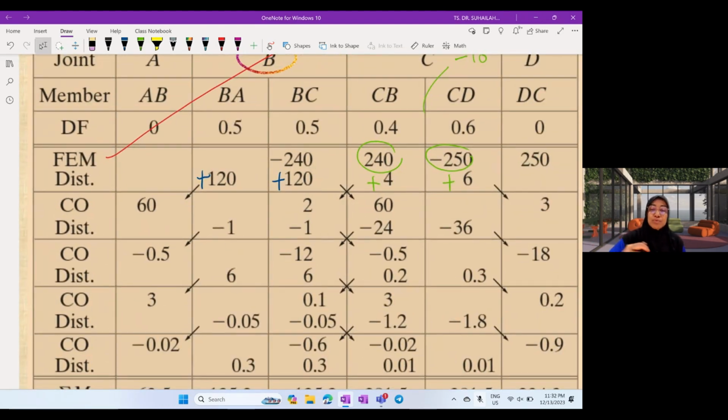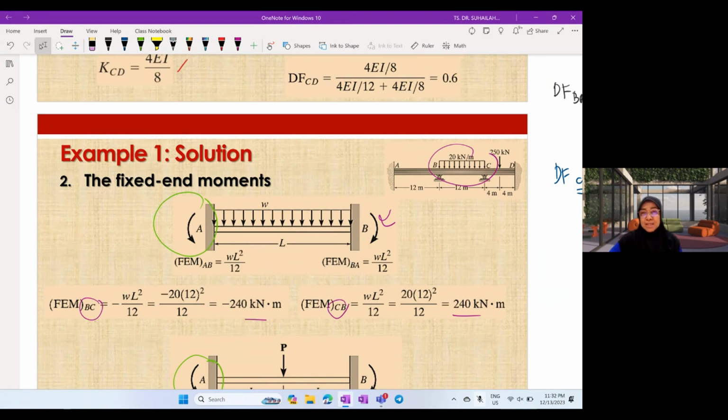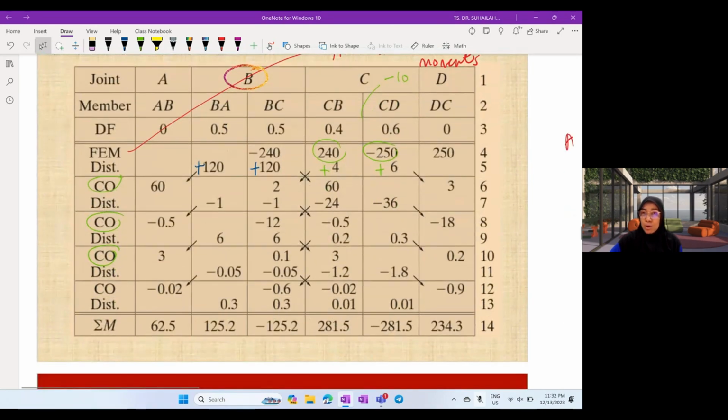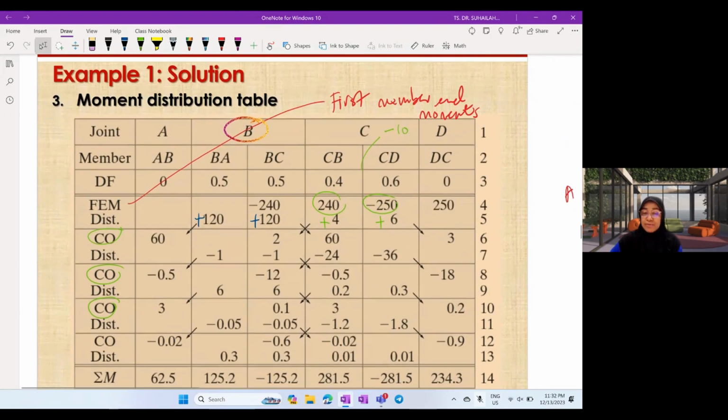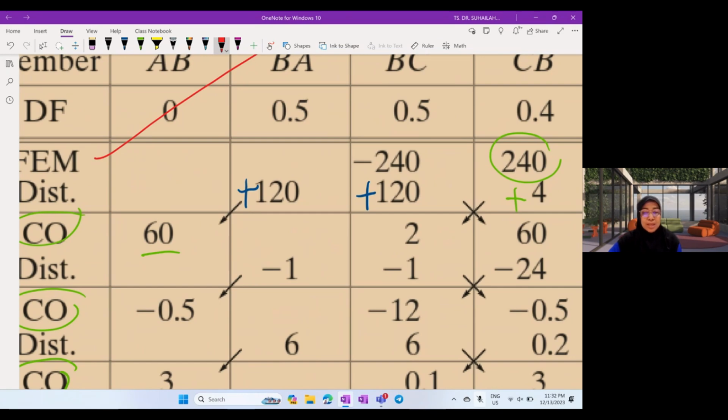distribution. And then we move to the next step after distribution. It is called carry over, because we repeat the process. And for carry over, we have to times with the factor. Okay, factor. Because this beam A is fixed, B, C is also fixed, internal fixed, D also fixed. So the factor that we use for all column will be 0.5. That is why we get this as half of 120.